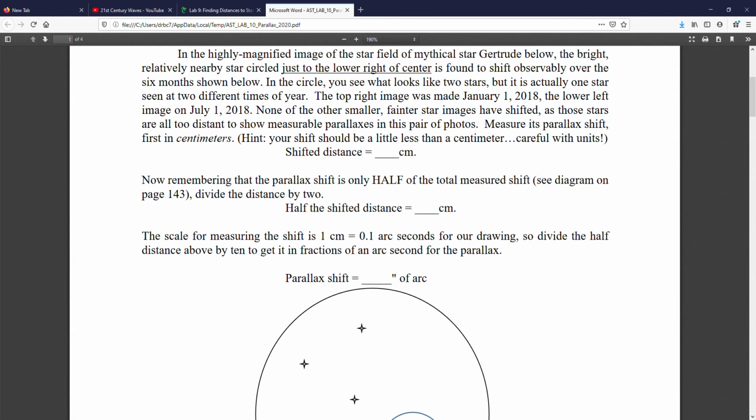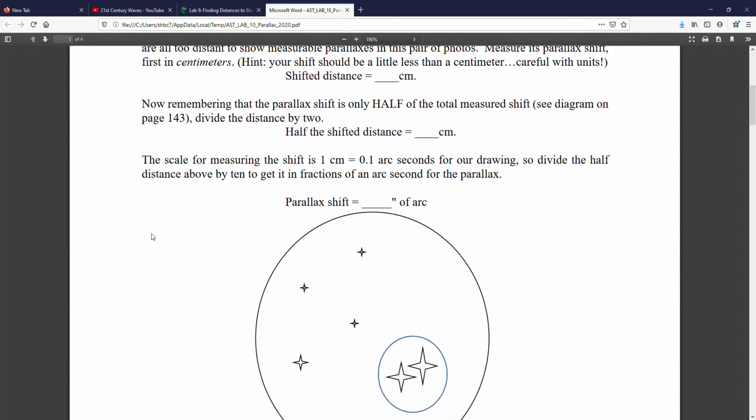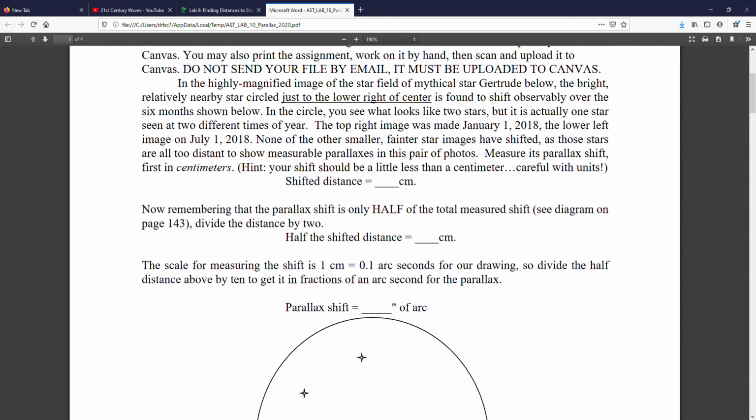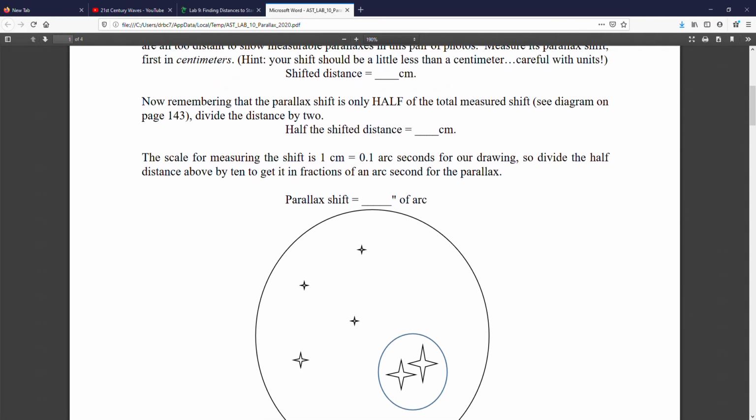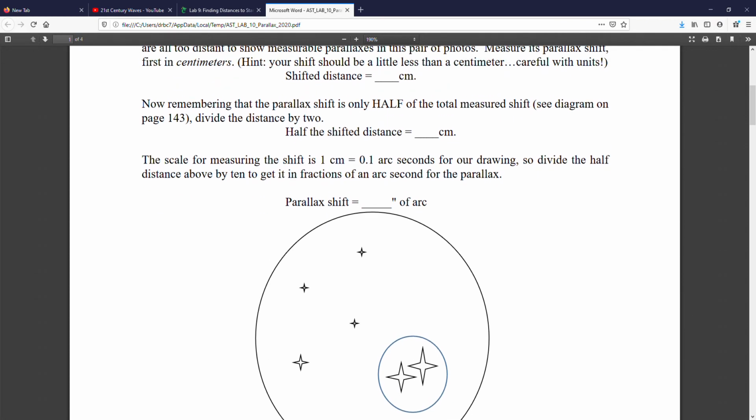And here's the actual data for you down here. This is your field of view. Here are the 2 stars that are actually showing a parallax shift. Remember, what's going on here is the star is actually not moving. It's the Earth that's moving, and that's why the stars appear to shift. The image on the right was taken January 1, and the image on the left was taken July 1. So this is a 6-month shift. All you have to do is measure this distance right down here between the centers of the 2 stars in centimeters. Write it right there.